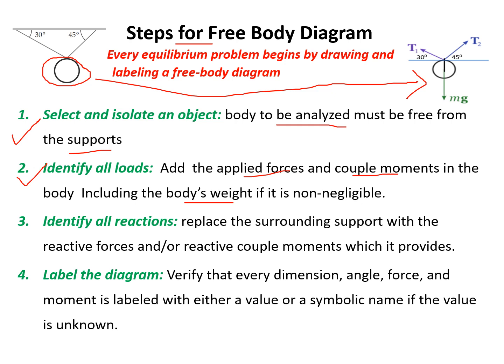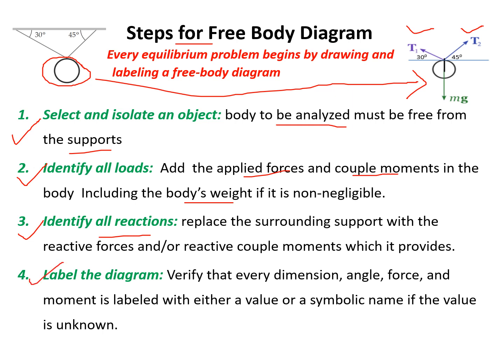So you see the first step, that is isolation. The second, we identify all the loads, that is the mg, that is W, which is acting downward. Then the third step, that is identify all reactions. So the reaction here, that is by the surrounding, is the tension T1 and T2. So these are the reactions by its surrounding, that is by both the strings.